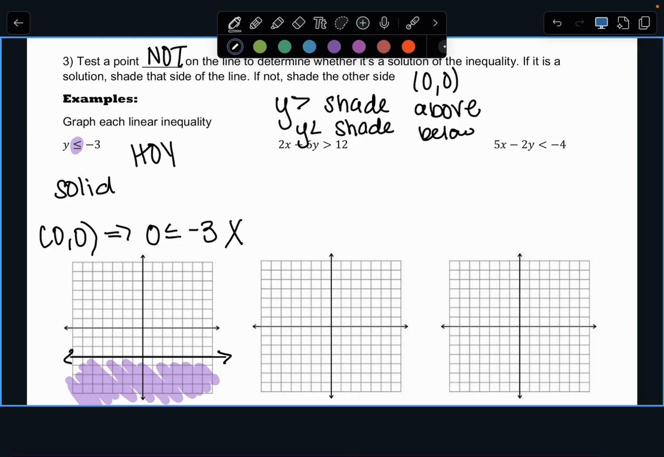The shading shows us that there are so many different options for numbers that could work with this equation. So the shading is what will work? Shading is what will work. Exactly.